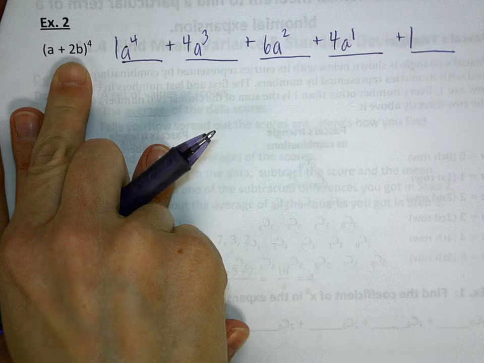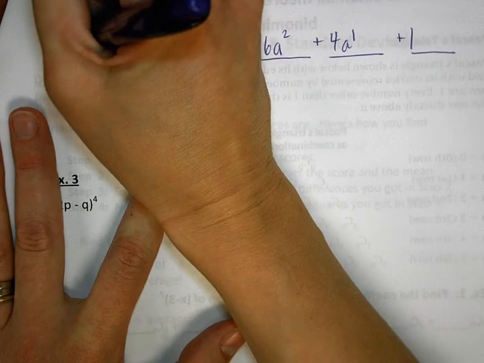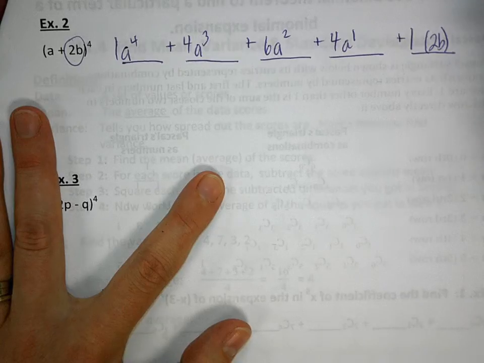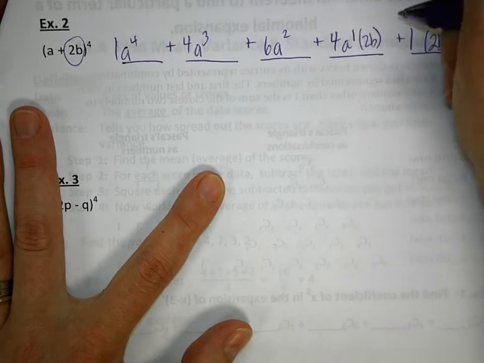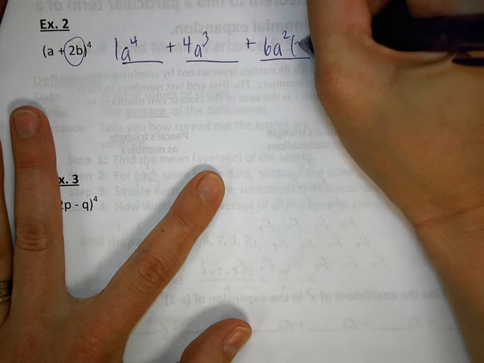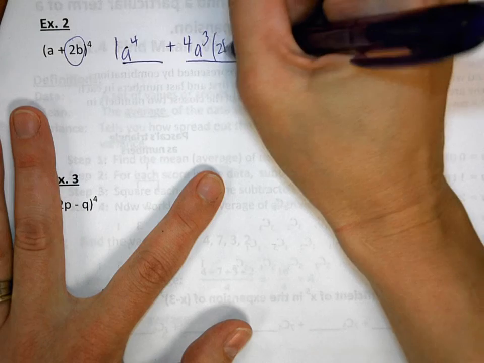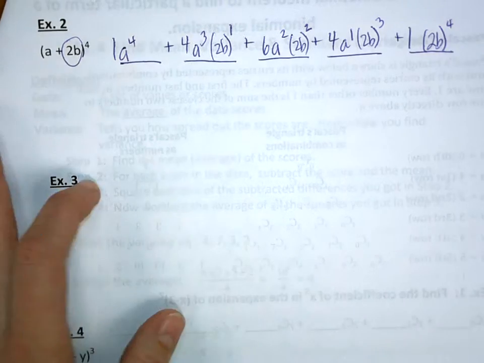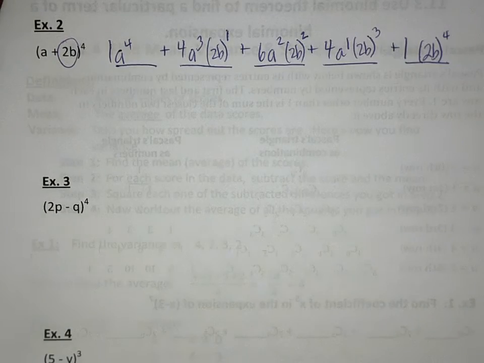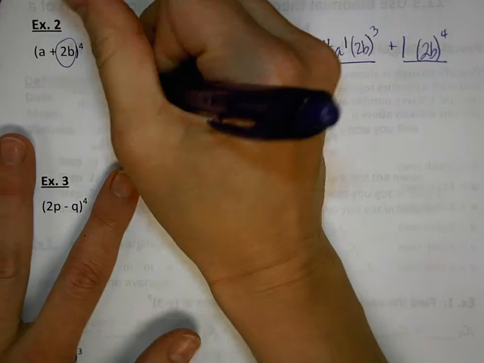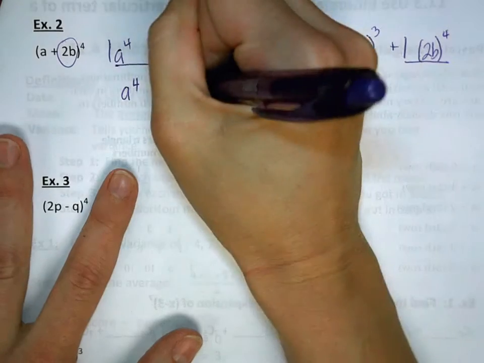Now you have to be careful with this one because the whole thing is 2B. So I'm going to put 2B in parentheses, and it's going to be 2B to what power? 4th, and then it's going to be 2B to the 3rd, and then 2B to the 2nd, and then 2B to the 1st, and then nothing. Okay. So my first term, my answer is just going to be what? A to the 4th, or 1A to the 4th is fine as well.